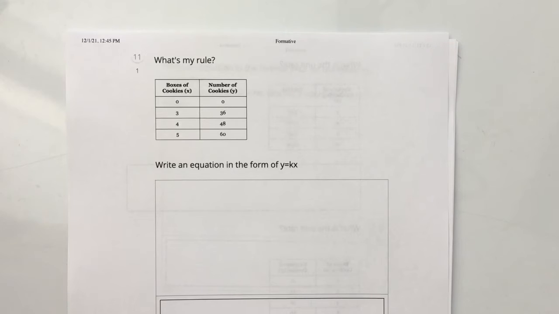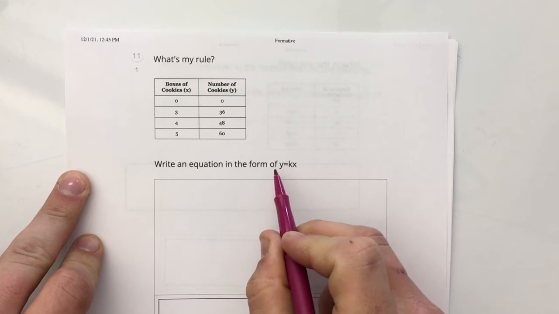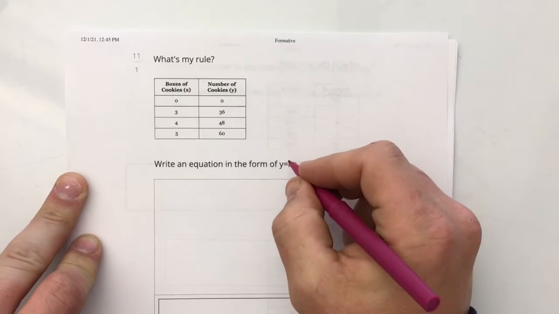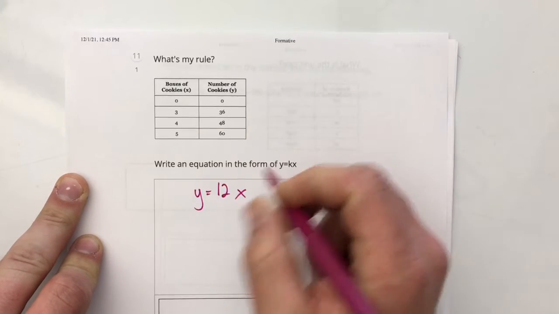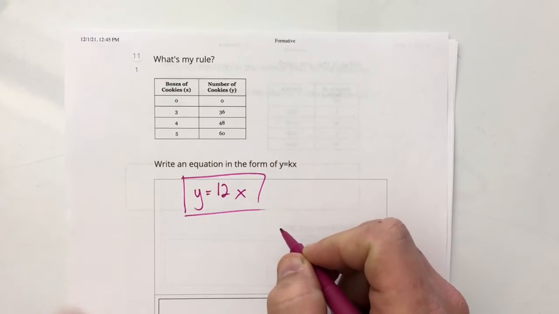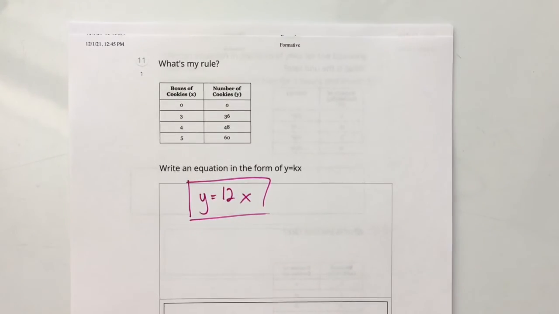All right, number 11. What's my rule? Okay, so we know that there's 12 cookies per box. That's the unit rate. Now we just need to write it in this form, y equals kx, where k is the unit rate. So all I do is plug in 12 for k, and I am done. Y equals 12x. Has to be in that form.